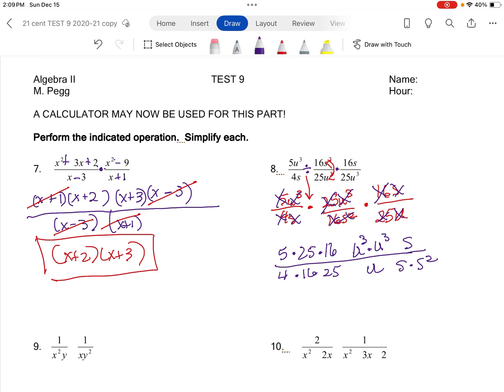All right. I'm going to reduce from numerator to denominator. 5 and 25 reduce. 25 and 5 reduce. 16 and 16 reduce. I see a 5 and a 4. Those do not reduce. So I have a 5 in the numerator and a 4 in the denominator.